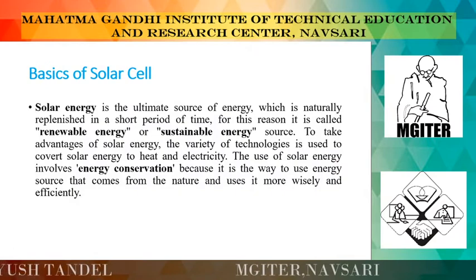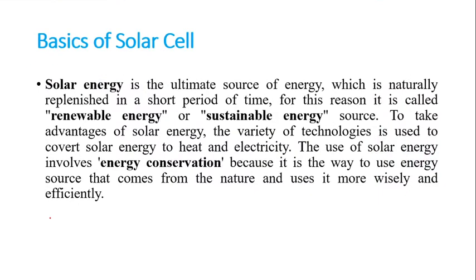Now we are going to talk about the basics of the solar cell. Solar energy is the ultimate source of energy that we all know, and it is naturally replenished in a short period of time. For this reason it is called renewable energy or sustainable energy, right? To take advantage of solar energy, a variety of technologies are used to convert it to heat and electricity. So we are directly converting solar energy to heat energy or to direct electricity.